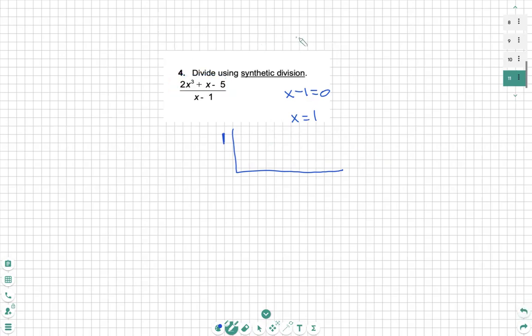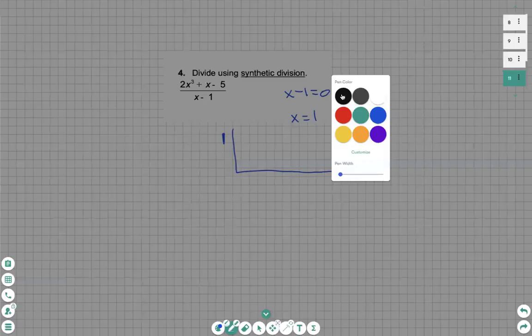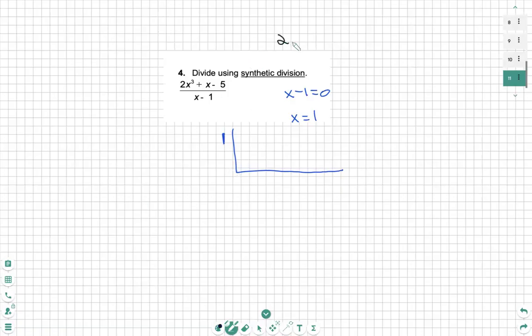Now, we're going to need a placeholder because 2x cubed plus x means we skipped an x squared. We need a 0x squared there. So when I write my coefficients, I'm going to write 2, 0, 1, and -5. The 2 for the x cubed, the 0 for the x squared, the 1 for the x, the -5 for the last term. That is pretty much the only difficult part of synthetic division. Everything else is very straightforward.